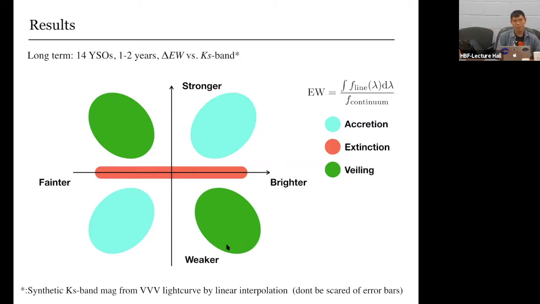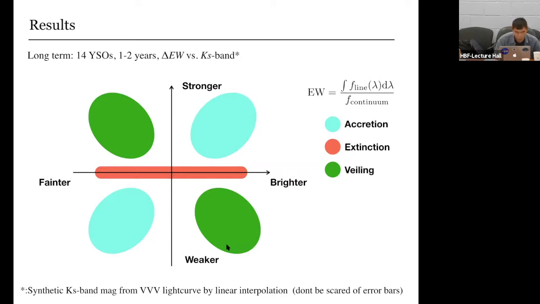And the third possibility is that there's actually nothing changed at the inner edge of the star. The variability is caused by extinction from the slightly outer disk, and this can change the K-band magnitude, but not actually affect the measurement of the mass or the equivalent width.